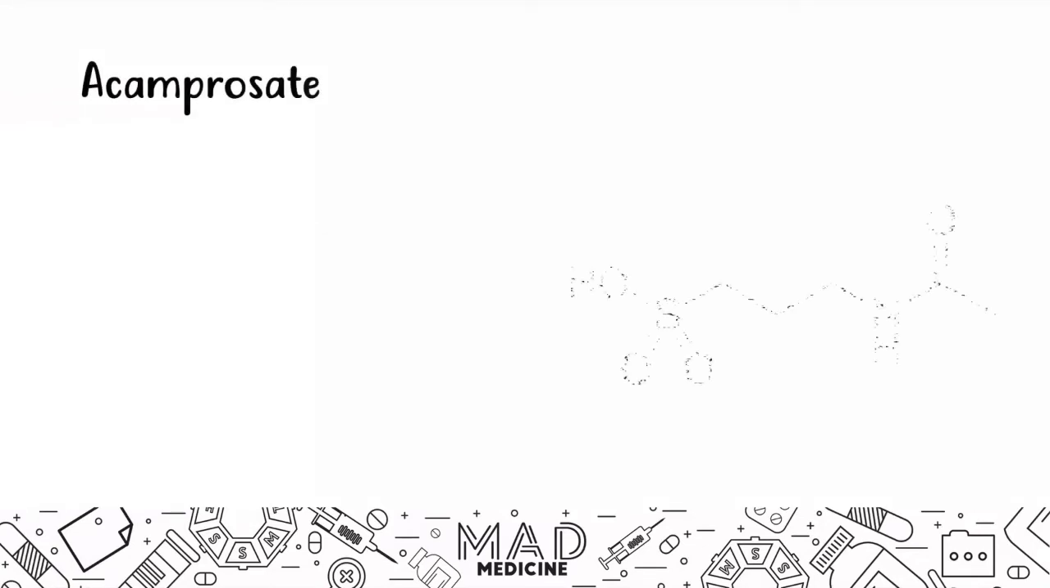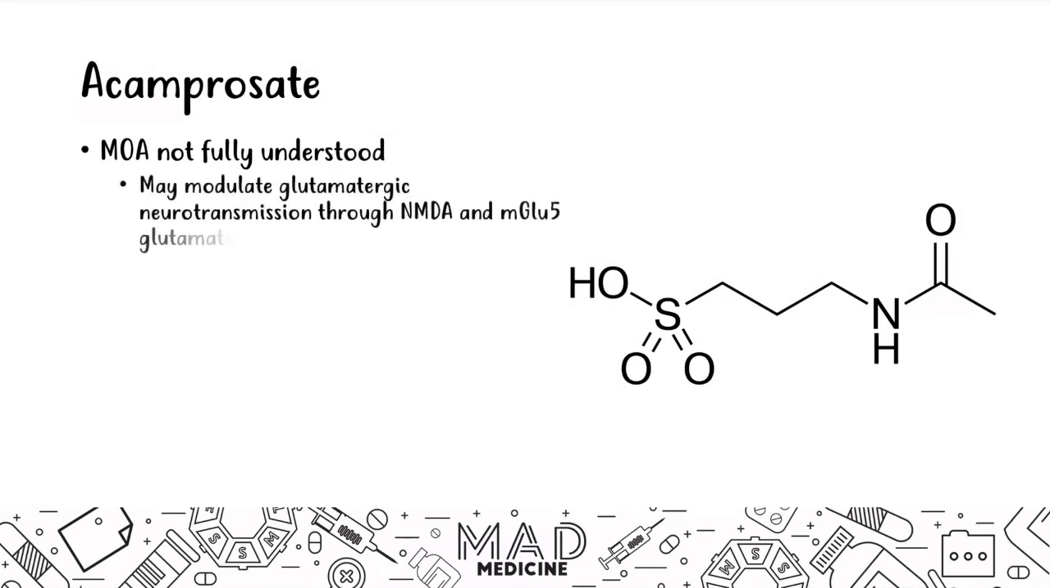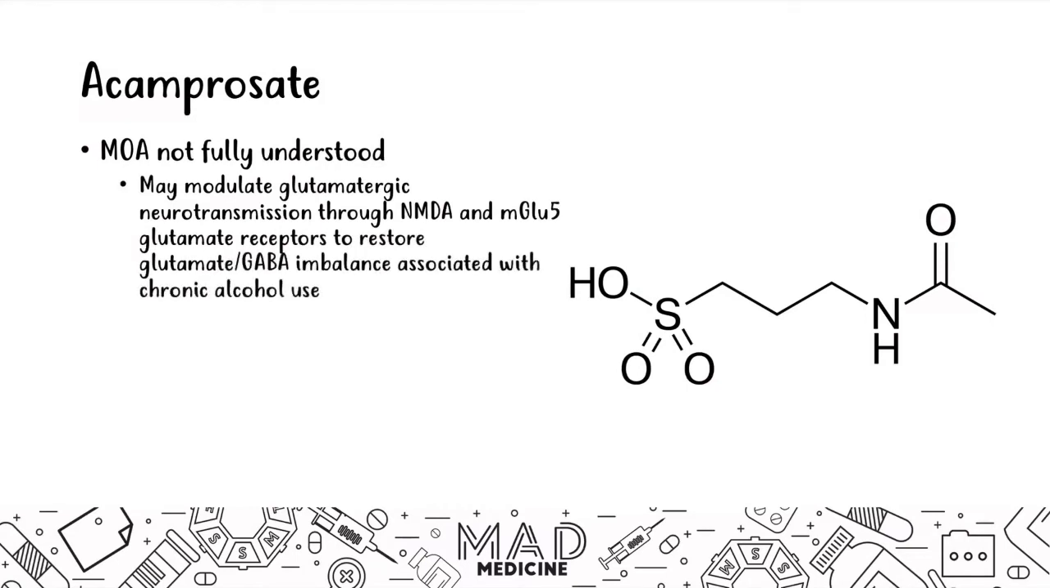And then finally, we have acamprosate. Acamprosate is a drug where we don't really know the full mechanism of action. We might be thinking it modulates the glutamatergic neurotransmission through NMDA. Wow, this is a mouthful. But pretty much what we think is it may act on the glutamate and GABA imbalance associated with chronic alcohol abuse. It may restore that chronic imbalance of GABA and glutamate.